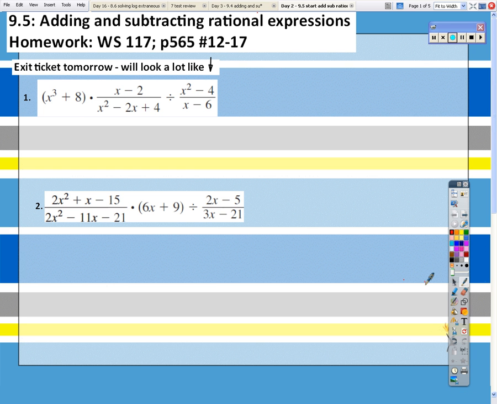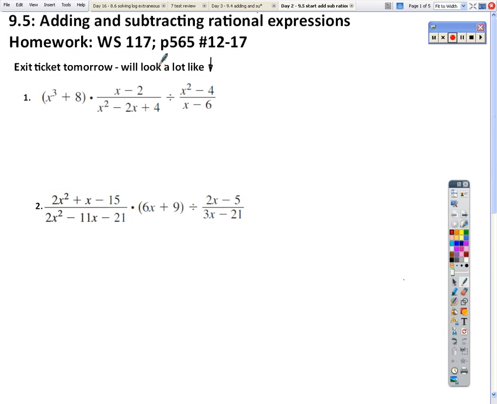Okay, so our exit ticket tomorrow is going to be like a mini quiz. It's going to look like problems like these. I'm going to x to the third plus 8. We have to factor that. And that's going to be same, opposite, always positive.